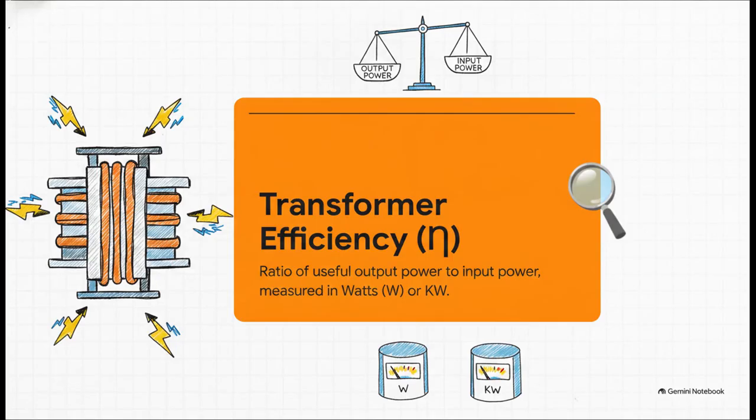Before we solve that, let's quickly ground ourselves. Transformer efficiency, denoted by the Greek symbol eta, is essentially just the ratio of useful output power to input power. Both of these are measured in watts or kilowatts. Simply put, it's telling us how much of the electrical power you pump into the transformer actually makes it out the other side as useful energy. Obviously, the closer that ratio is to a perfect one-to-one, the better the transformer is performing.